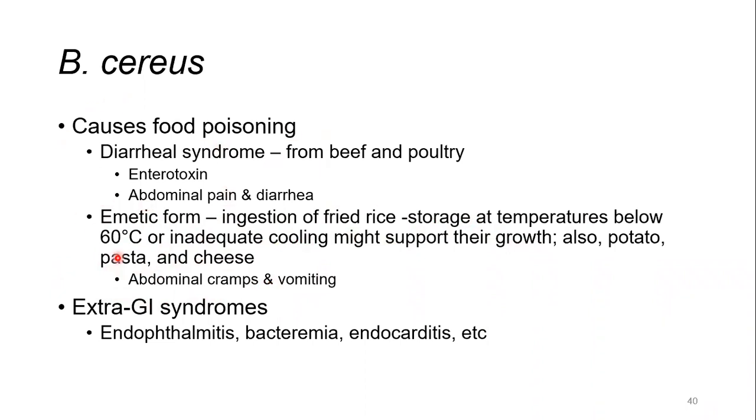So these are the main presentations, but then we also have other symptoms outside the gastrointestinal tract. This involves the eyes, and this tends to be mainly after trauma to the eye. Then the spores get into the eye and cause endophthalmitis. We also have bacteremia and endocarditis, and there are many more. I just listed the ones that tend to be more common.